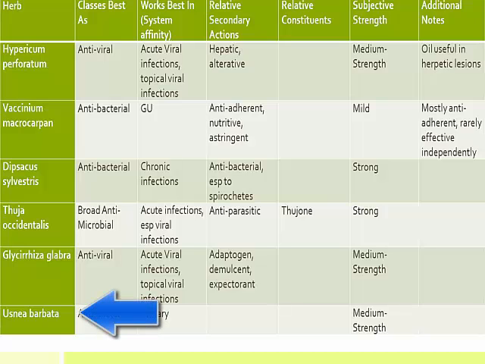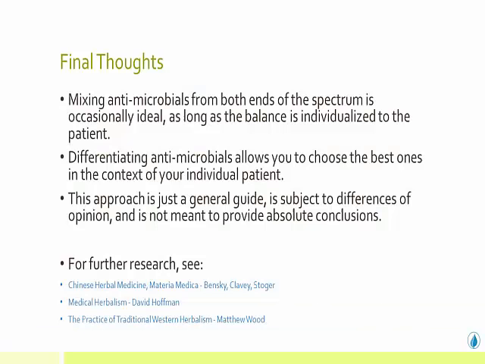Lastly, our Usnea barbata. This is our old man's beard. This is a lichen. It grows on trees once trees have started to decay. This one, again, mostly used for urinary tract infections, but can be used, and I've seen it in a few places, used for upper respiratory tract infections as well.